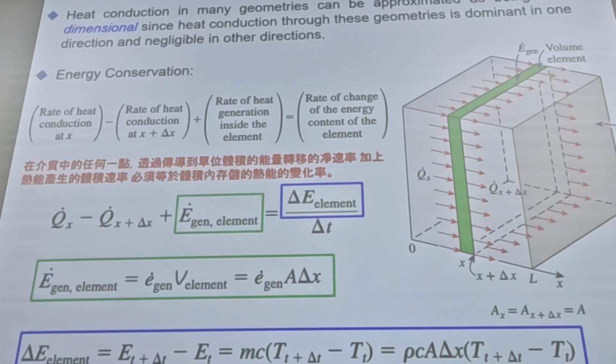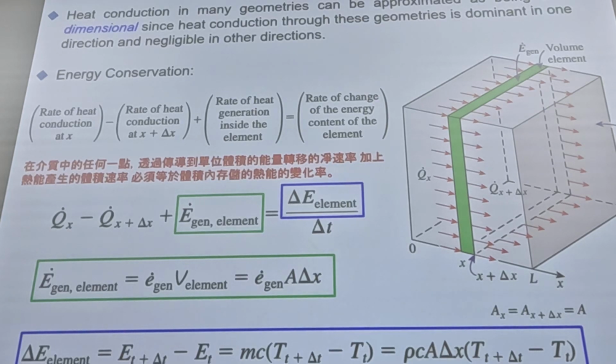the textbook also starts from the one-dimensional surface and then slightly develops into 3D, and then considers the element as well. Then the rate of heat conduction at x minus the heat conduction at x plus delta x, plus the heat generation, will equal the energy change inside the element. Okay, the first part is roughly the same. Then it divides. You can see the blue one. Let's go to the blue one.